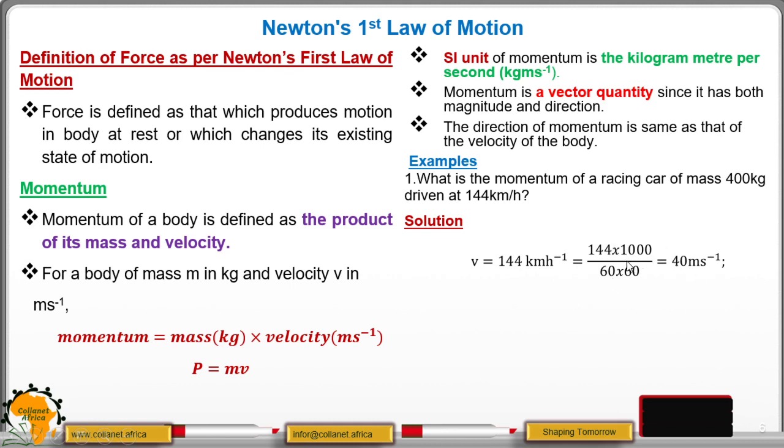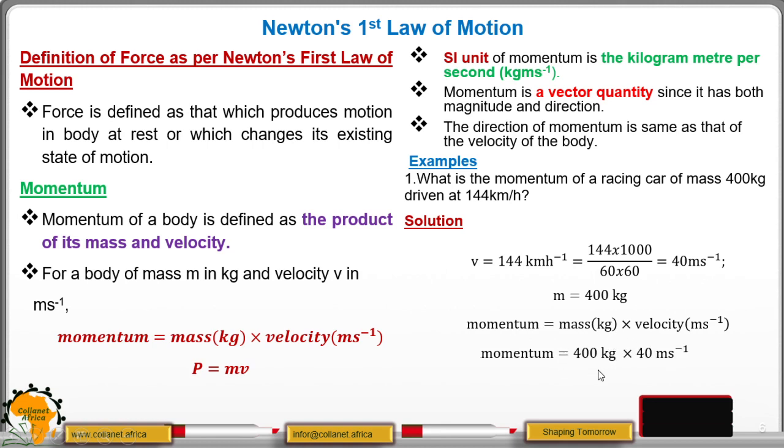Therefore, when you key in, you multiply and then you divide, you get that the velocity will be 40 meters per second. Then the mass is given as 400 kilogram. So we proceed as follows. Momentum is equal to mass times velocity. You substitute the values, that is 400 kilogram times 40, and you get 16,000 kilogram meter per second. Note that the SI unit must be correct. That way you're able to get your full marks.